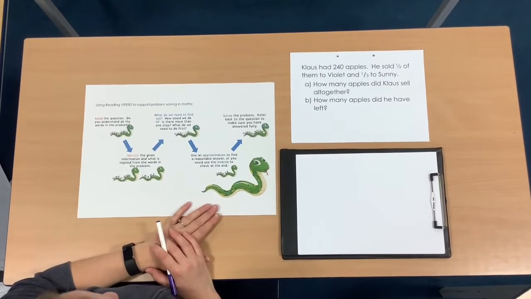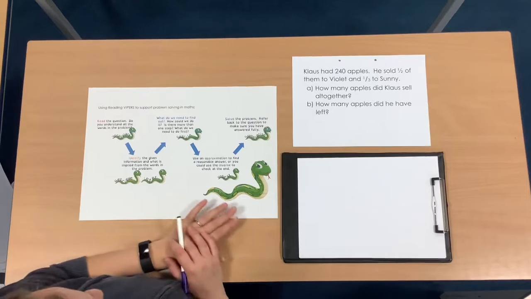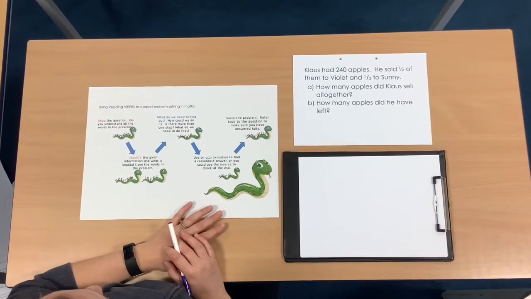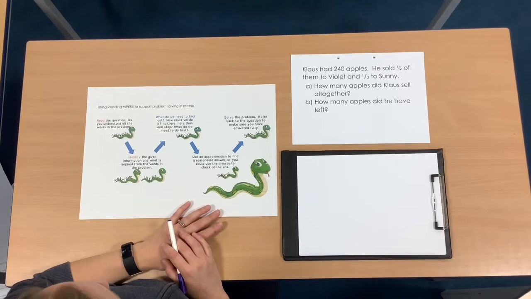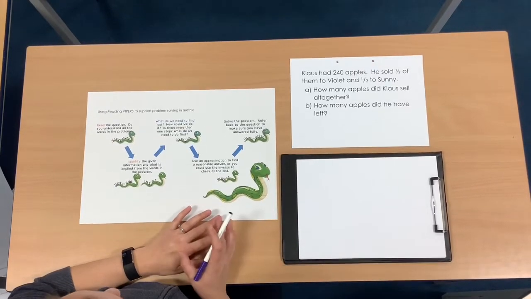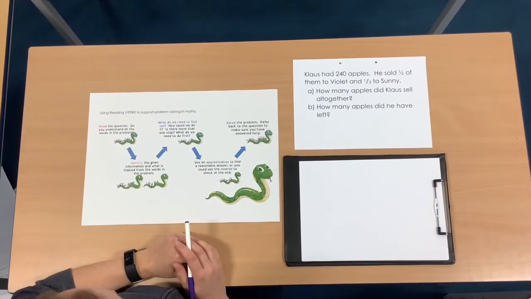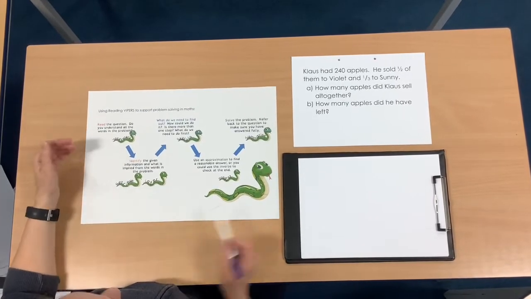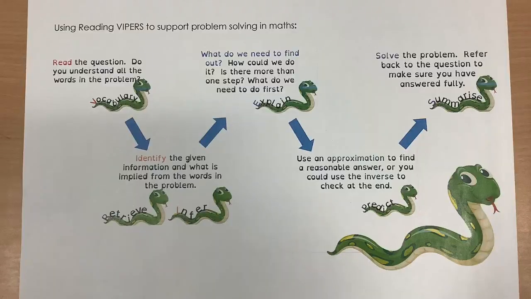Now there is a still of this image on the video if you keep watching, so you can zoom in a little bit. But it's just how you might use our reading vipers in a maths way to help you solve some problems. So they're not in the same order, but it might help you to work out what you need to do.